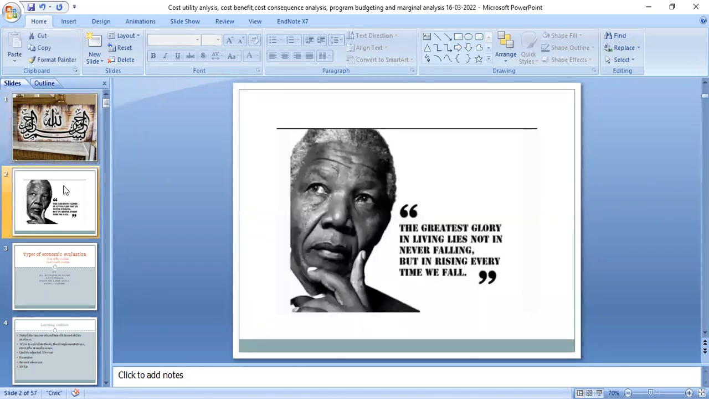Bismillahirrahmanirrahim. Today the quote of the day is by Nelson Mandela. The greatest glory in living lies not in never falling, but in rising every time we fall.